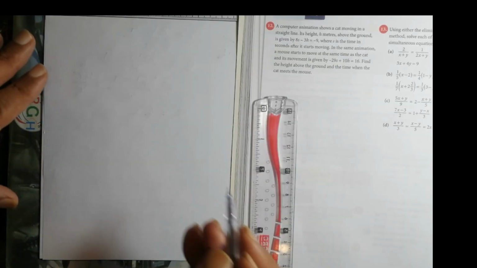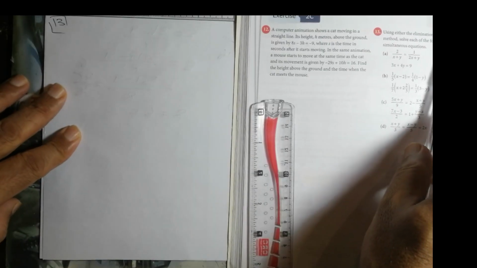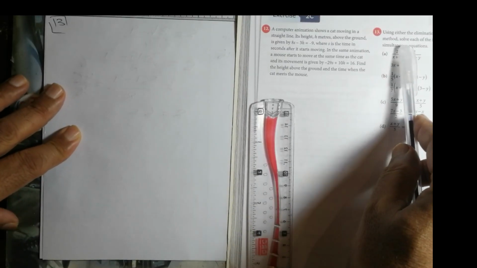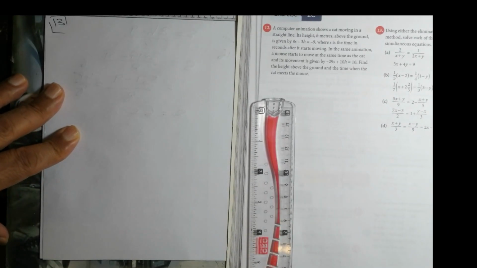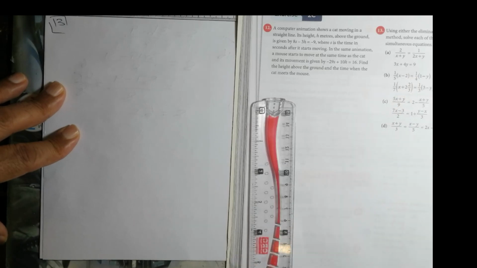Now question number 13. Using either the elimination or substitution method, solve each of the following pairs of simultaneous equations. So it is up to you whatever method you like, elimination or substitution, not graphical. We need to use any one out of these two methods.